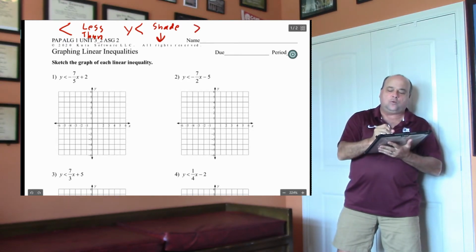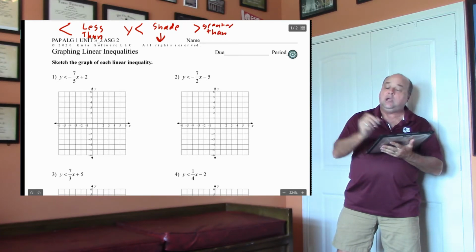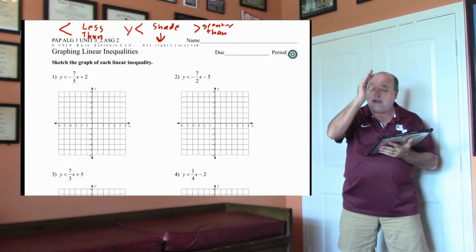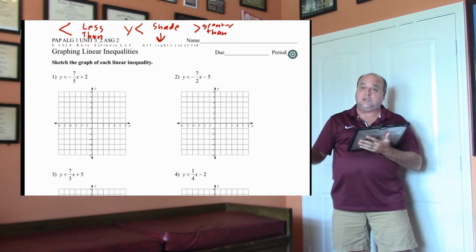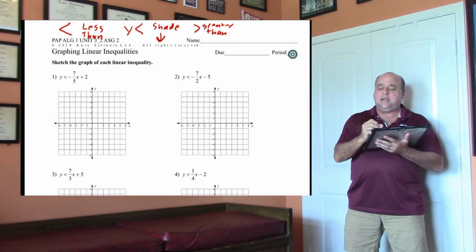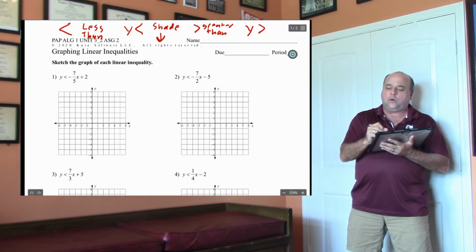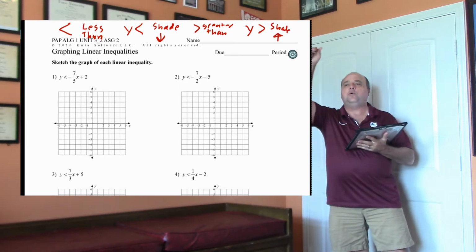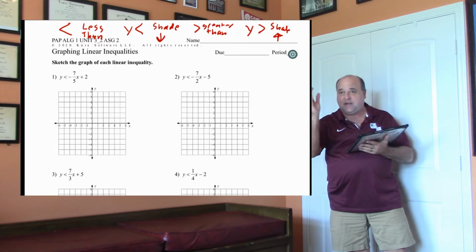If you have greater than, like I said, if you can't read those symbols, you can't do it. You're not going to look at this and say true or false. You've got to be able to read what that means. If you have y greater than, you will shade up. So either you're going to shade up or you are going to shade down if it has y.